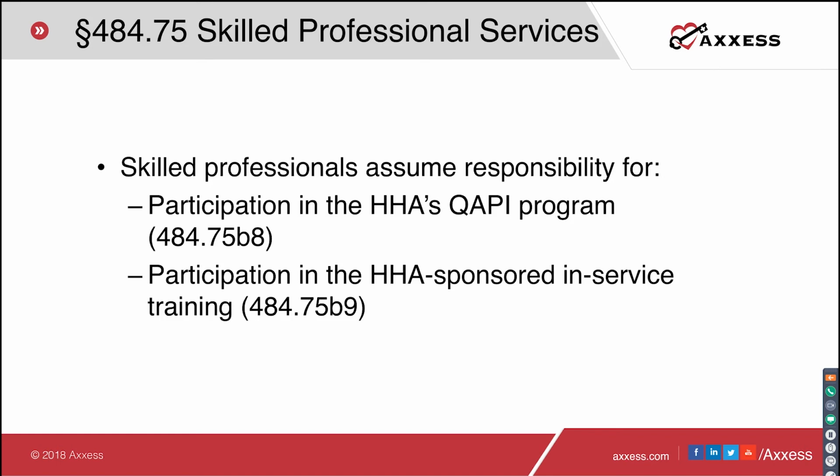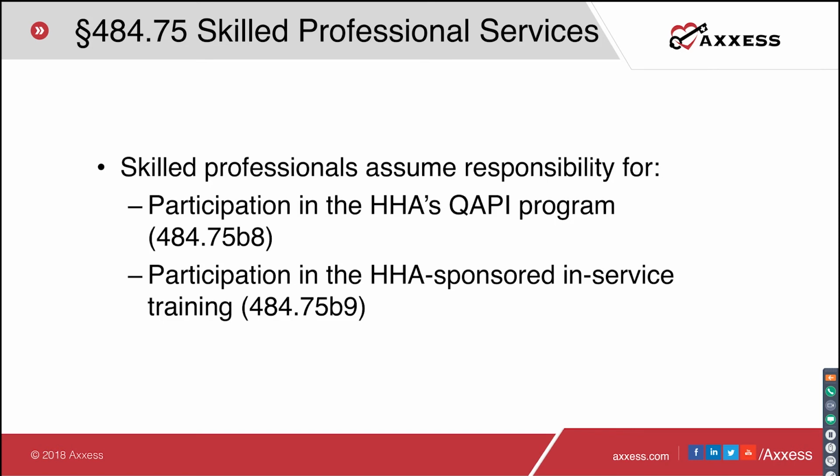Again, we're not just talking about full-time employees here. We're talking about all staff members that are skilled professionals. They are assuming responsibility for these different pieces of agency functions and professional functions. Again, those days of just going out and making a visit and doing some vital signs and documenting a halfway note and turning that in and hoping for the best, those days are gone.